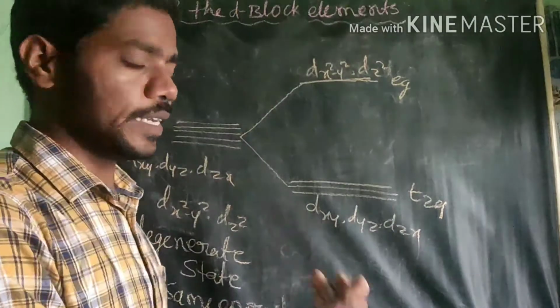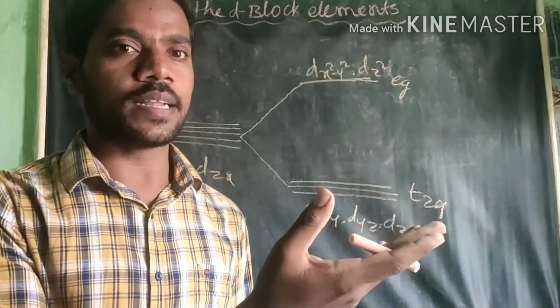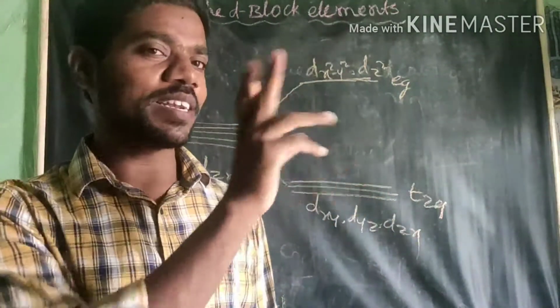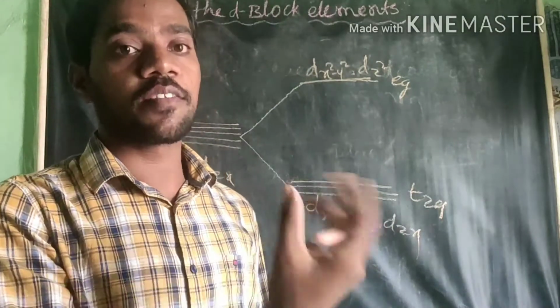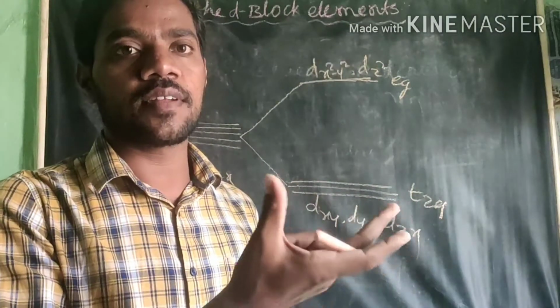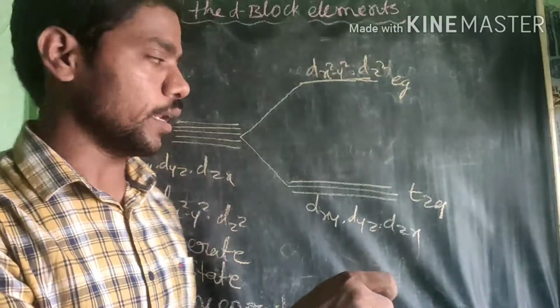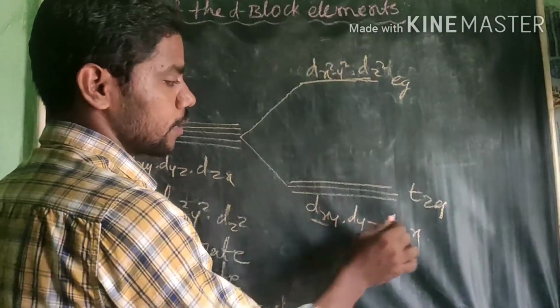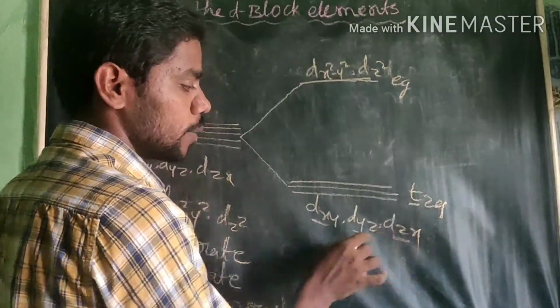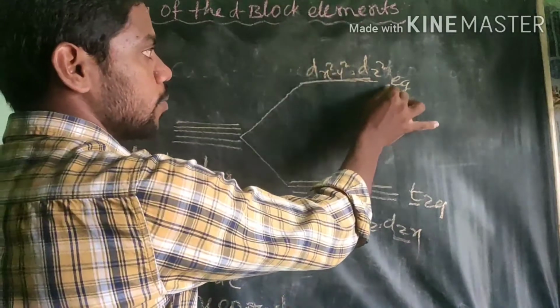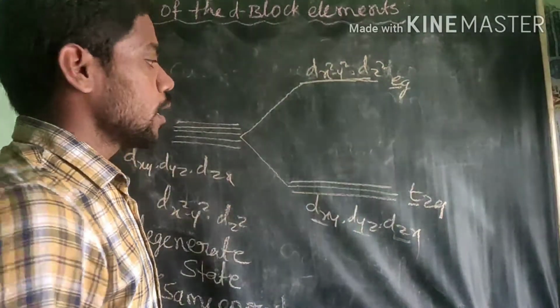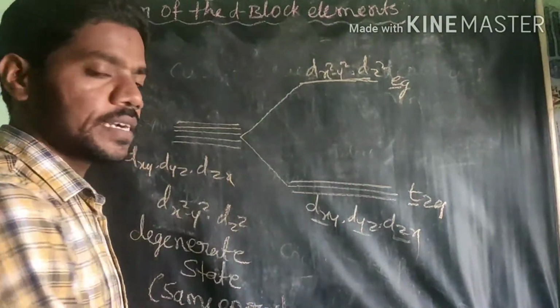Why are they called Eg and T2g? I will go into that in coordination compounds because it's very important in coordination compound discussion. Splitting of orbitals in tetrahedral as well as octahedral concepts I will discuss there. Okay, you see here, really simple. They are called triplet because of 3 orbitals in the lower set. They are doublet because of Eg. And what happens in the degenerate state?